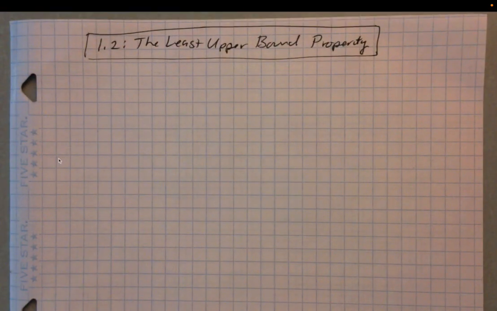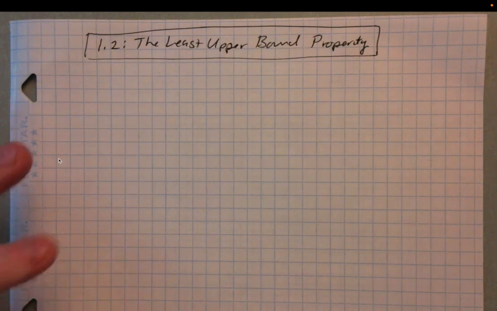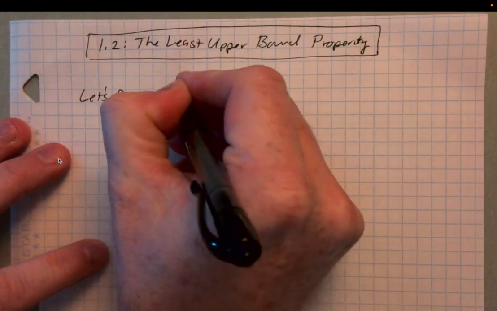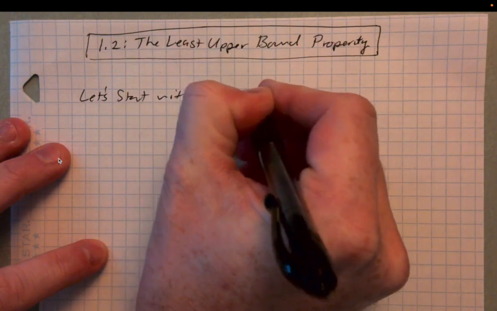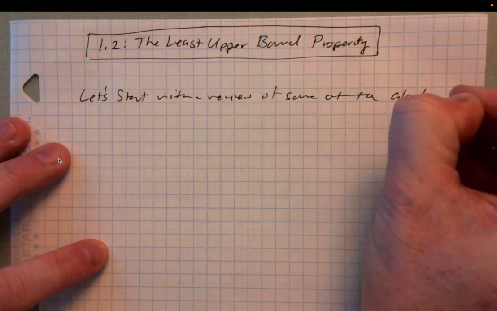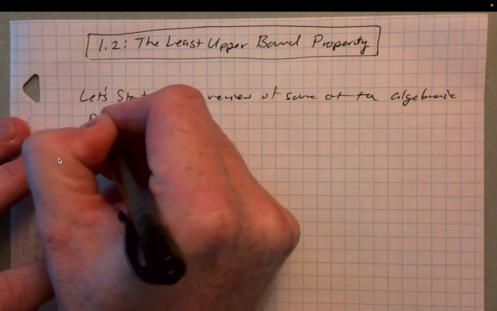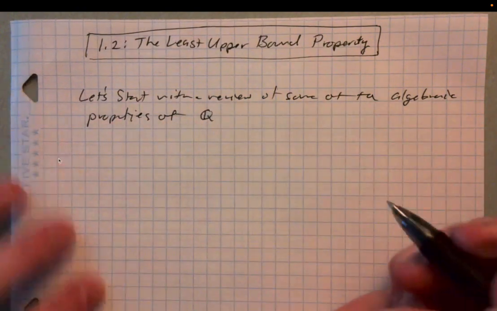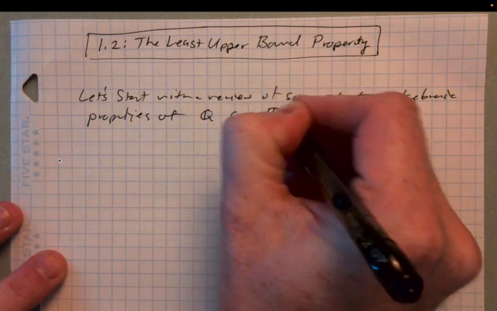Before we delve headlong into the least upper bound property, we need to review some of the algebraic properties of the rational numbers and the real numbers. So let's start with a review of some of the algebraic properties of the rational numbers and the real numbers.